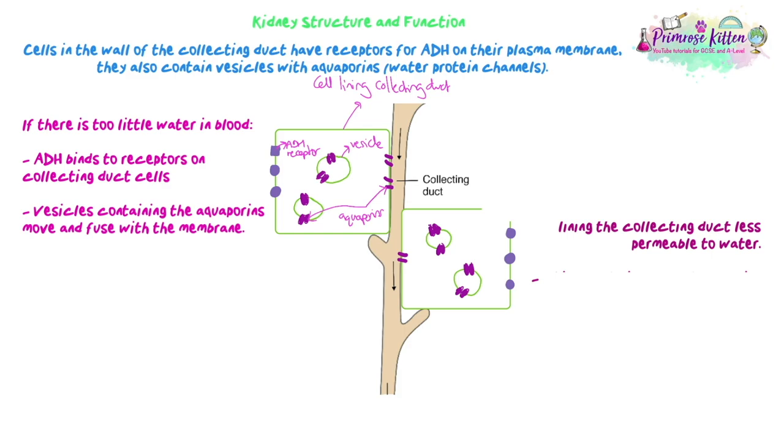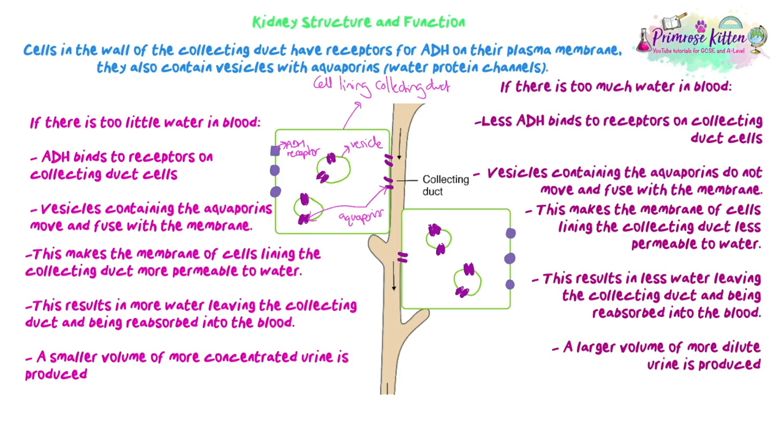Okay, so if there's too little water in the blood, ADH is going to bind to the receptors on the collecting duct cells. So here's my ADH binding. And then that causes, in the same way that we've talked about all the other things happening using that secondary messenger cascade, vesicles containing the aquaporins to move towards the membrane where it's joining the collecting duct. What that does is increase the cell's permeability to water. So it makes it more permeable to water.